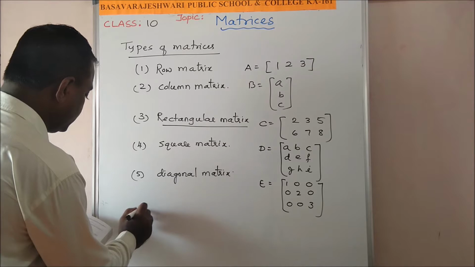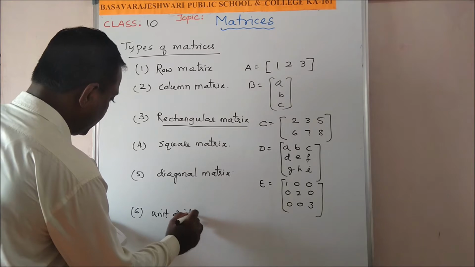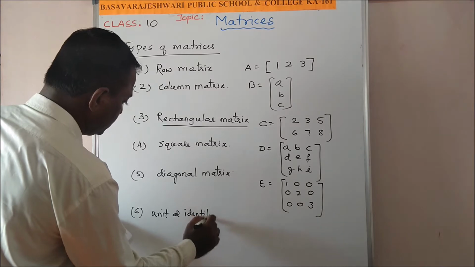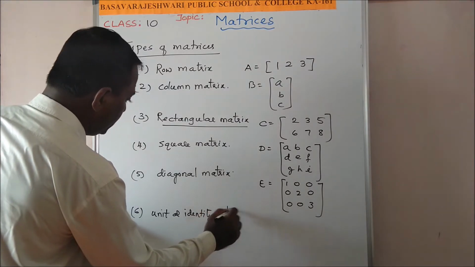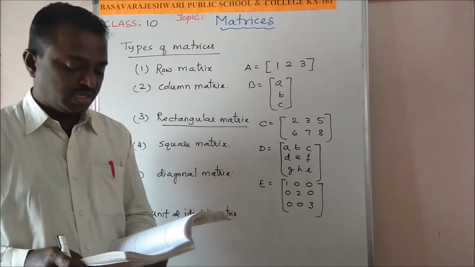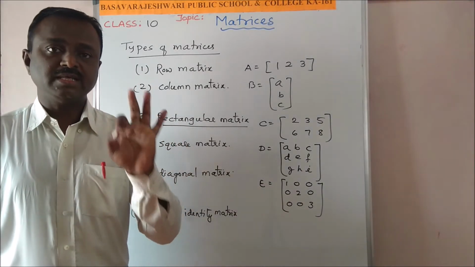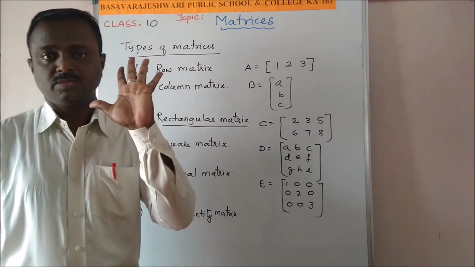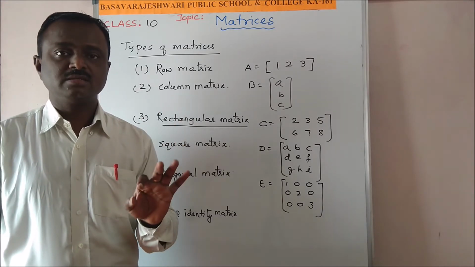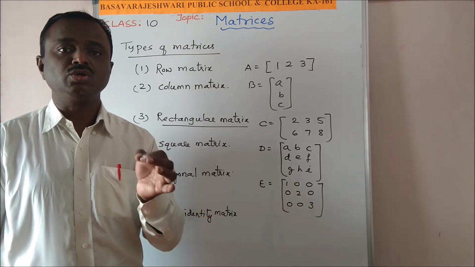Now come to the sixth type, unit or identity matrix. What is a unit matrix or identity matrix? It is also a square matrix, but the diagonal elements will compulsorily be equal to 1. Other elements will be 0. The diagonal elements should be equal to 1 and the remaining elements should be equal to 0.